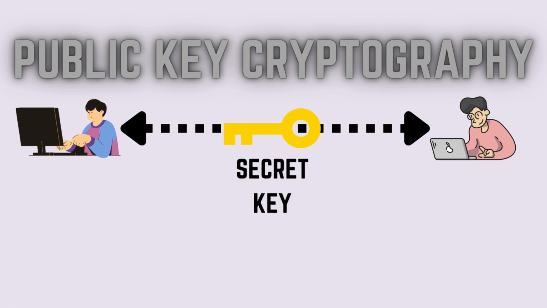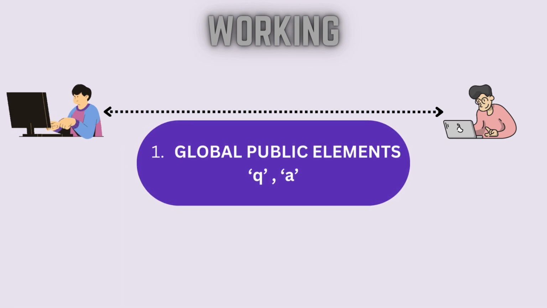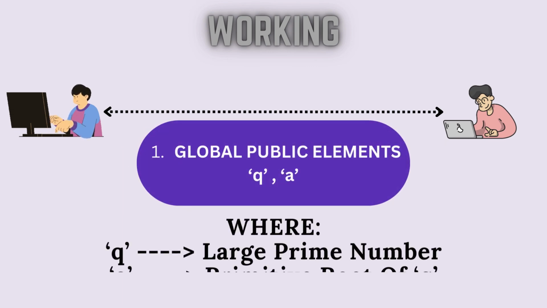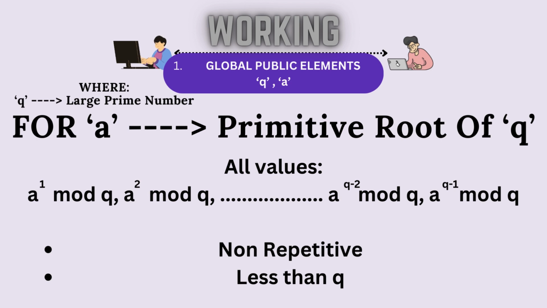Basically, first, both users share global public elements Q and A, such that Q is a large prime number and A is a primitive root of Q. For A to be a primitive root of Q, all values from A power 1 mod Q up to A power Q minus 1 mod Q, that is A power 2 mod Q, A power 3 mod Q, and so on, must be non-repetitive and must be less than Q. Then A will be the primitive root of Q.